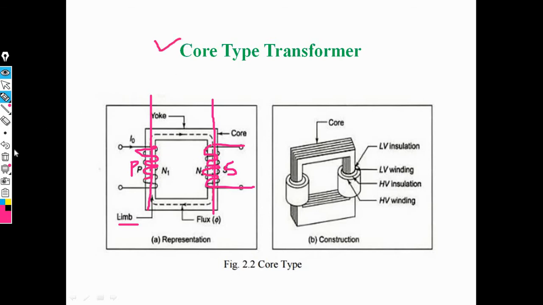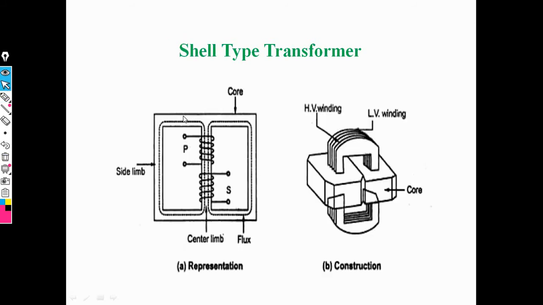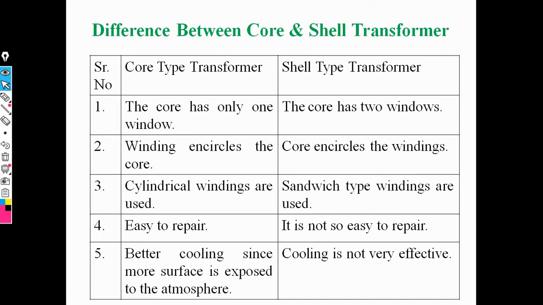Now, in the shell type transformer, the winding is placed on the central limb of the transformer. This is the central limb here. This is the primary winding, denoted P, and the secondary winding, S. This is the shell type transformer. This is the difference between core type and shell type transformer, depending on the winding.